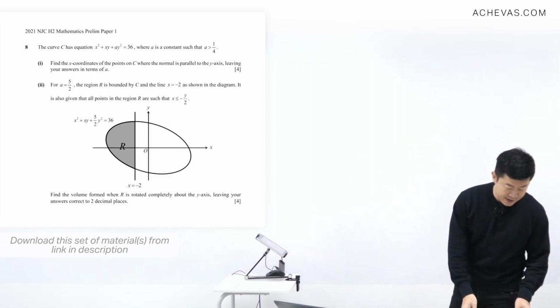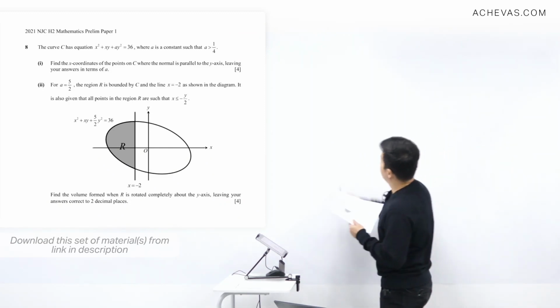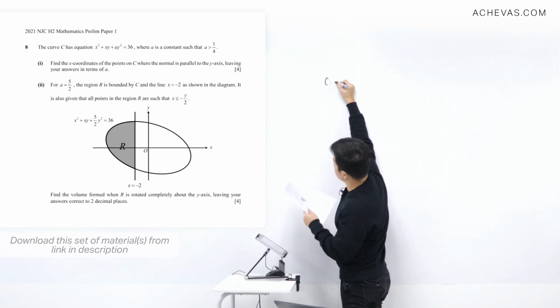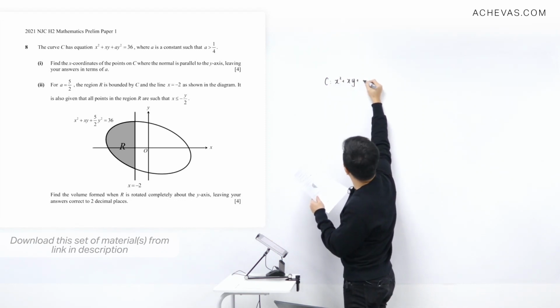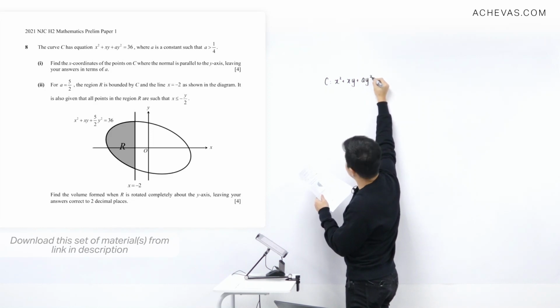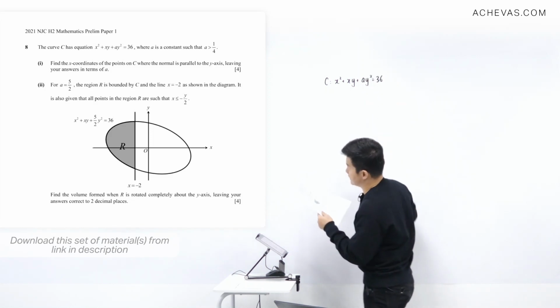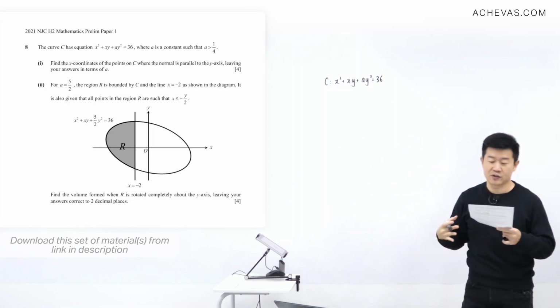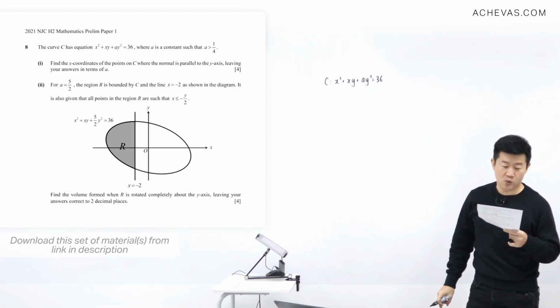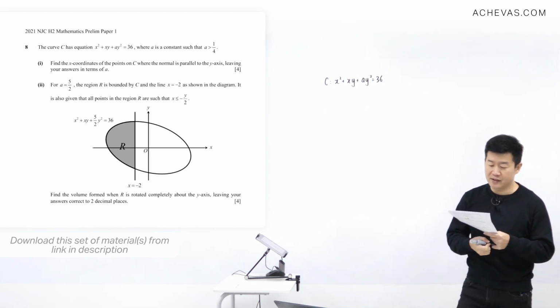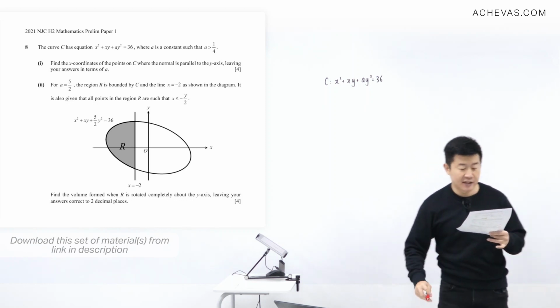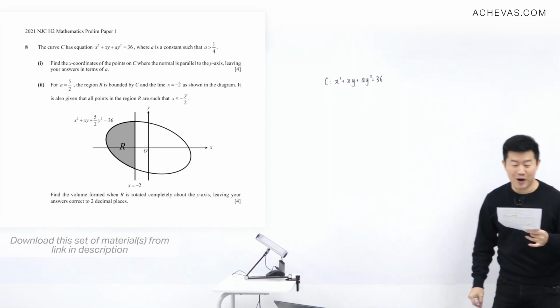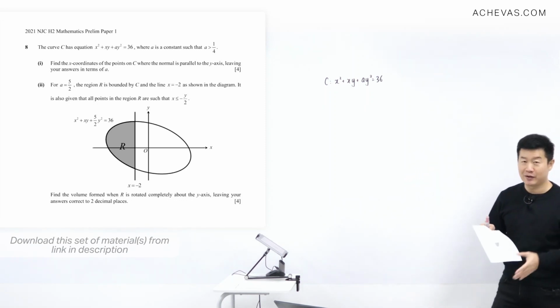We are given this curve C, where curve C has this equation: x squared plus xy plus ay squared is equal to 36, and a is a constant. A is also going to be bigger than 1/4. In part 1, we are supposed to find the x coordinates of the points on the curve C such that the normal is parallel to the y-axis.